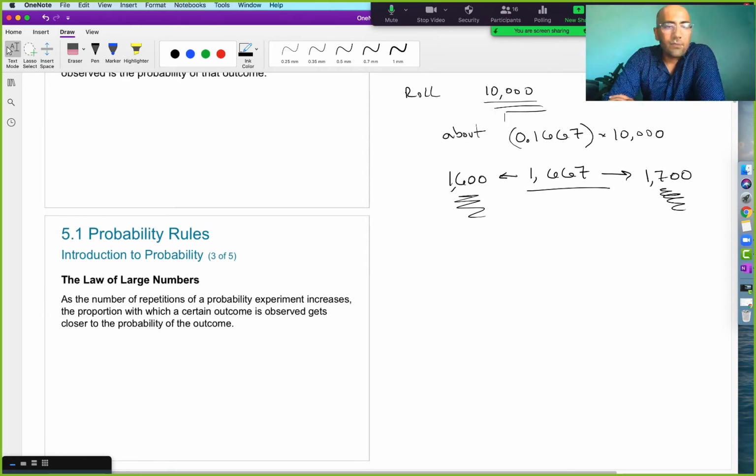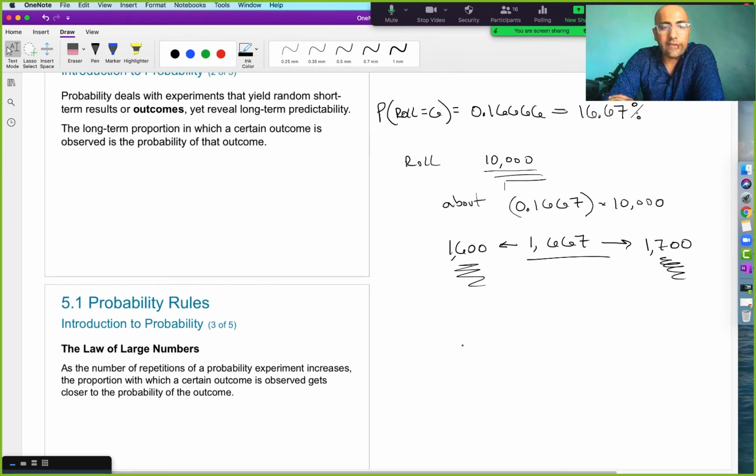Okay. The law of large numbers. As the number of repetitions of a probability experiment increases, the proportion with which a certain outcome is observed gets closer and closer to the probability of the outcome. Again, that's playing with the same things we've been playing with. If I wanted to roll this die and see the probability that we get a 6, we're going to show that the real answer is 0.166666, approximately 16.67%. We're going to get that as the real theoretical answer.